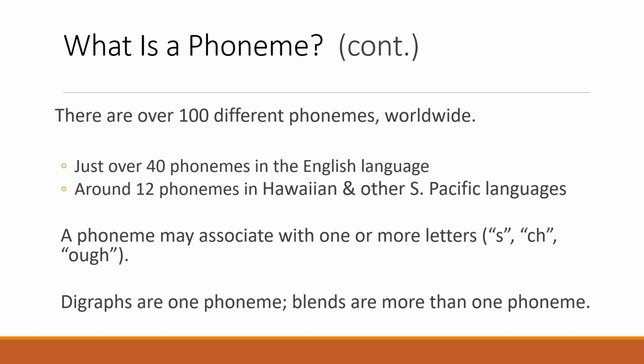A phoneme may associate with one letter, as is the case with the letter S, or it may associate with 2 or more letters, as in the cases of CH and OUGH when it is found in the bough of a tree. The digraphs CH, TH, SH, and WH are each one phoneme. Blends like TR, BL, and STR contain more than one phoneme.